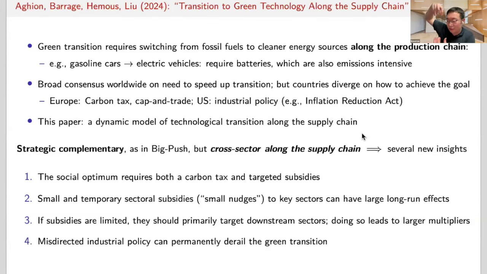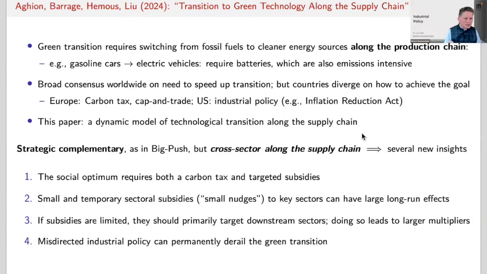And it really depends on, if you give a sector a subsidy, what additional decentralized incentives can be created from the outcome of that subsidy. So it really depends on how much demand externality travels through the network versus how much the cost reduction travels through the network. These are very different economic forces, hence they call for different interventions. And we show that misdirected or delayed policy intervention can permanently derail the green transition. So that's a recent working paper.